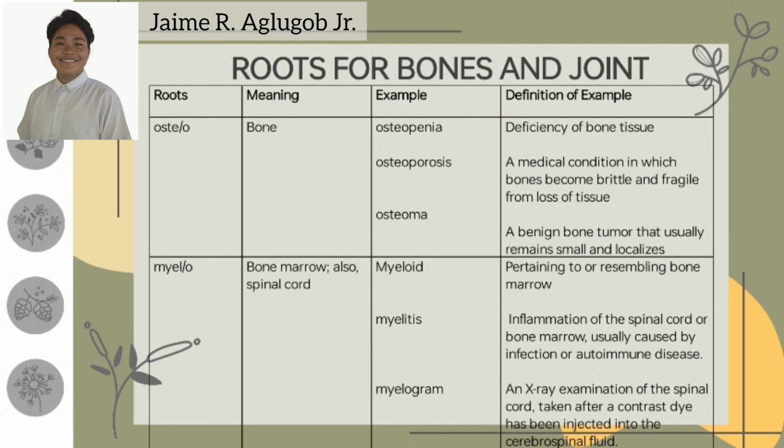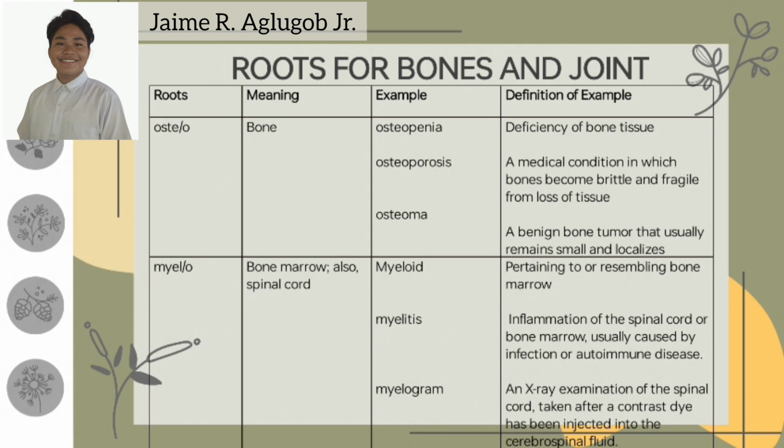However, there are certain medications that patients with this disease can take to decrease or slow down the brittleness or fragility of their bones. So, the next example for the root or base word osteo is the osteoma.